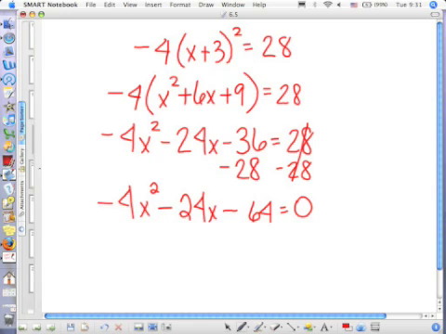All right, now let me show you something. Where do you get 6 from? Because I am going to FOIL x plus 3 times x plus 3. Okay, and my inner terms were 3x plus 3x gave me 6x.